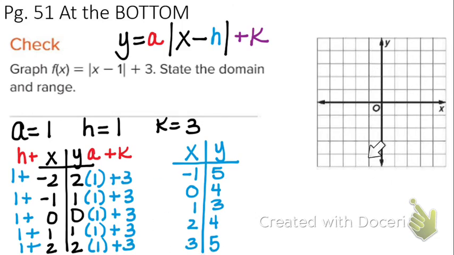We got a little bitty baby grid, but it's big enough. Plot these 5 points on our graph. So put a point at negative 1, 5. It should look like the letter V. Then put a point at 0, 4. Then put a point at 1, 3, 2, 4, and 3, 5. It's going to look like this. That is your graph.